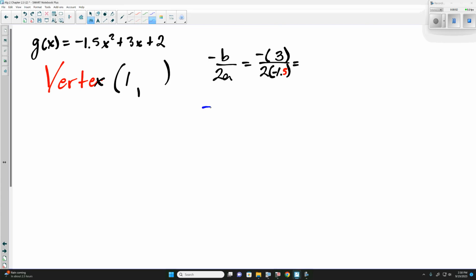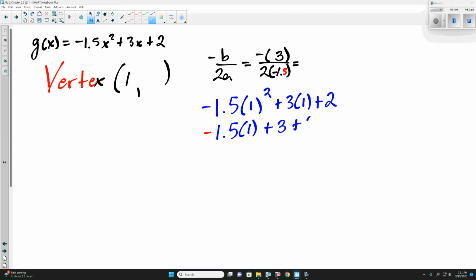Now we can plug it back in: negative 1.5 times 1 squared, plus 3 times 1, plus 2. Now 1 squared is 1. 1 times 3 is 3, plus 2. Negative 1.5 times 1 as well is negative 1.5. 3 plus 2 is.